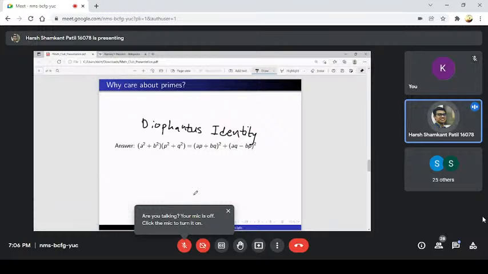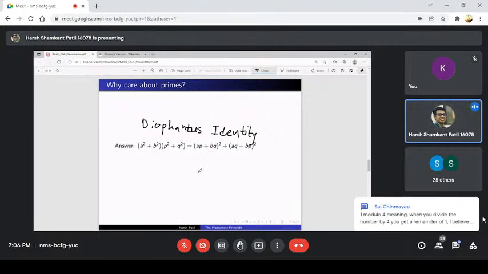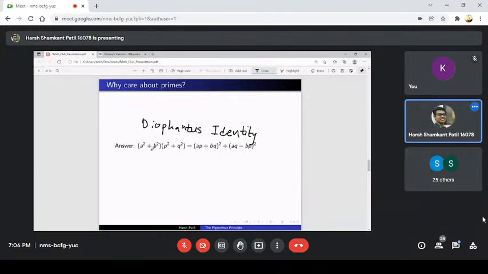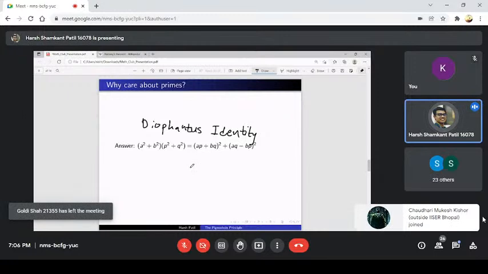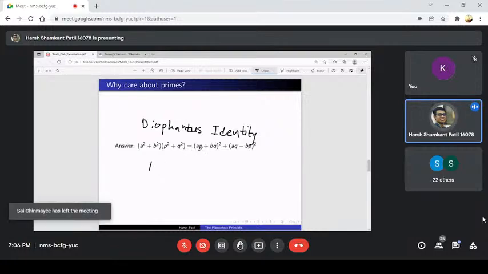There are more questions in the chat, but let us get to them in the end. So we know that any natural number can be expressed as a product of primes. If for each prime number we can express it as a sum of two squares, then we know that the number itself can be expressed as a sum of two squares.